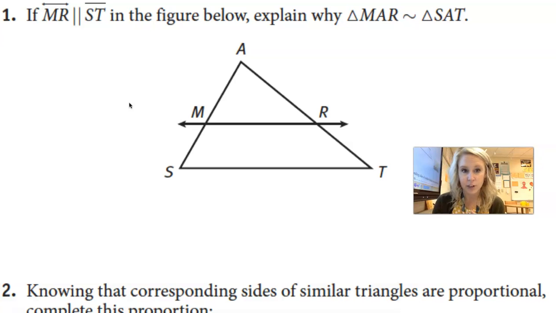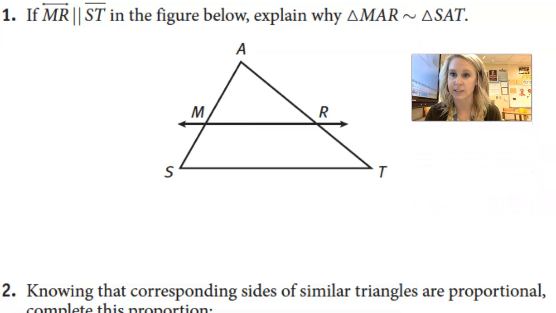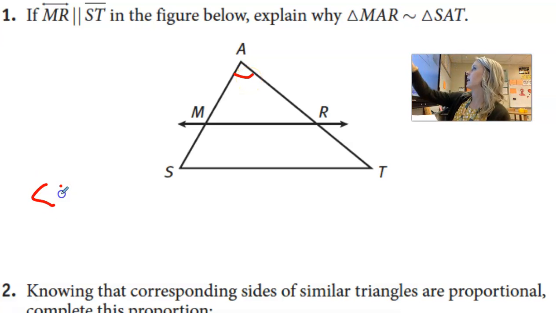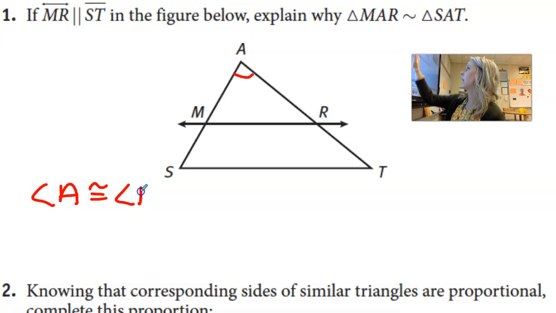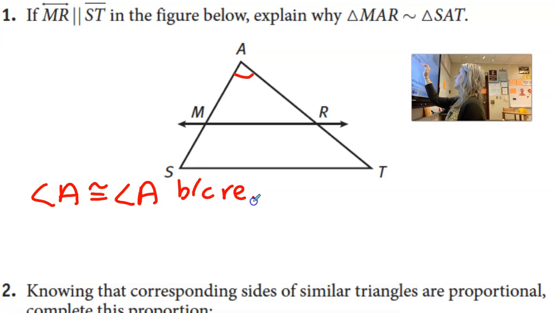Number one, if I know MR is parallel to ST in the figure below, explain why triangle MAR is similar to triangle SAT. Okay, so first off, I know angle A is congruent to angle A because I have a triangle on top of a triangle. They're sharing that angle A. It's overlapping. So I'm going to say angle A is congruent to angle A. That is called the reflexive property.